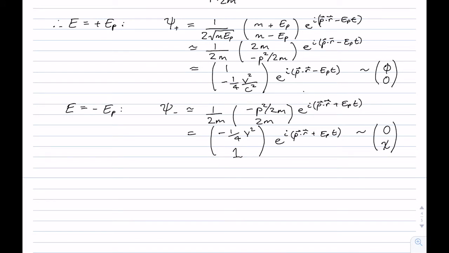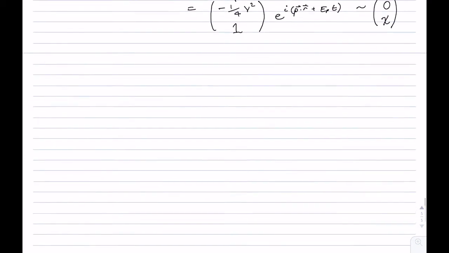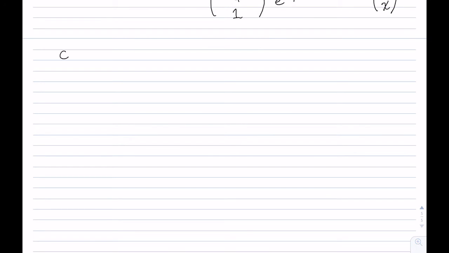So the upper component corresponds, as we know already, to the particle and the lower component to the antiparticle, which is exactly what we expected from our discussion of the density when we first introduced the two-component formalism. Okay, the last thing we want to do is actually talk about charge conjugation.